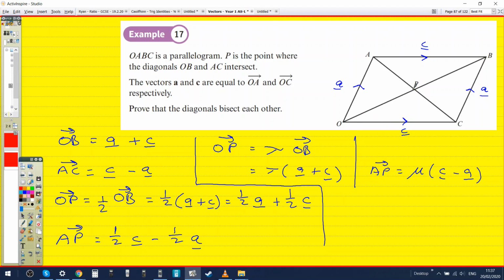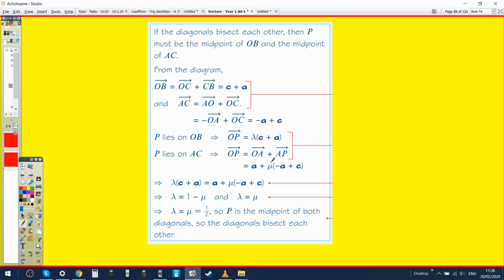Another way to do O to P would be O to A plus A to P. Yeah. And what would that be? Would that be A plus O to P? Will that just be half A, half OB? Yeah, and we'll just leave it as mu A to C, because we're proving that it's a half. Yep. And those two are equal to each other. So that's C to A. Lambda equals 1 minus mu. And lambda equals mu.